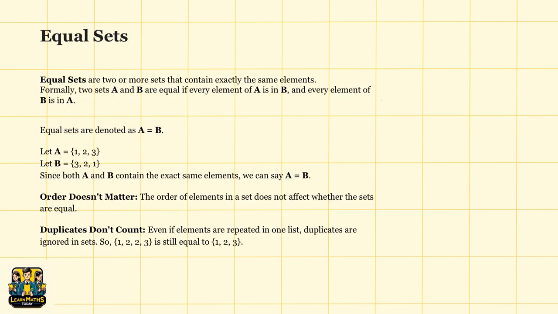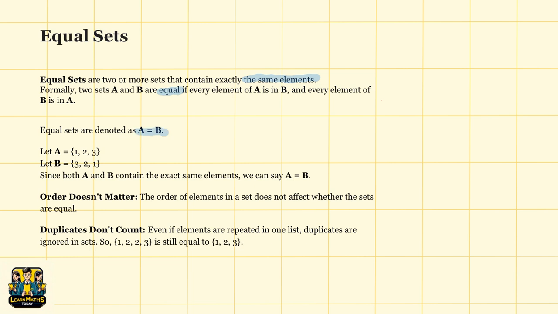Equal sets are sets that contain exactly the same elements no matter the order. Formally, two sets A and B are considered equal if every element in A is in B and every element of B is in A. This is simply denoted as A equal to B.